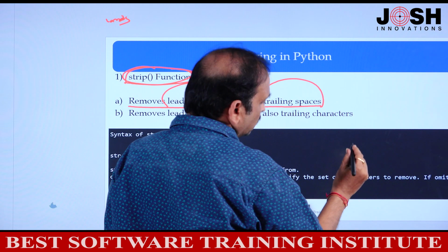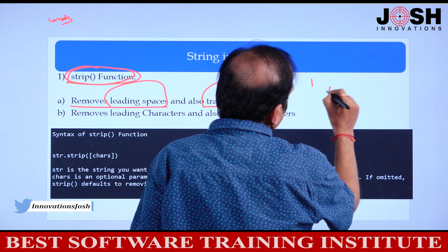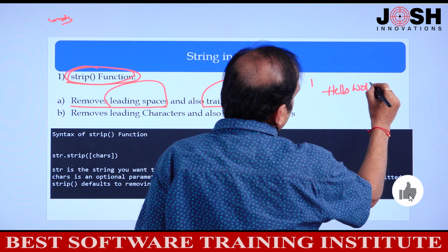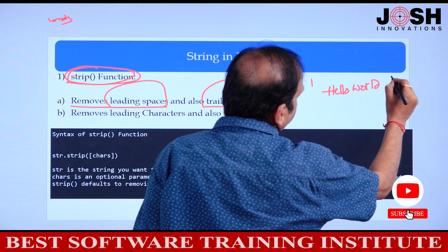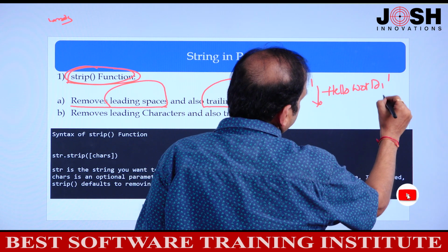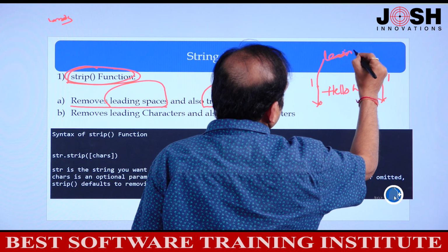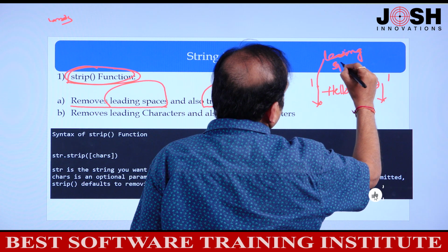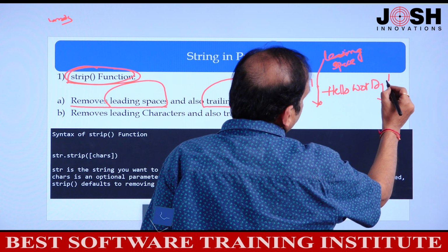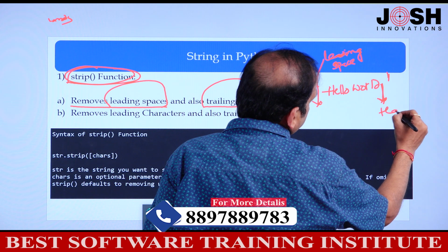For example, this is my string, for example, ' hello world '. Here, see here, there is one space here, here there is one space, here there is one space. Now, this space is called leading space, and the space after the last character, before the closing single quote, is also called trailing space.